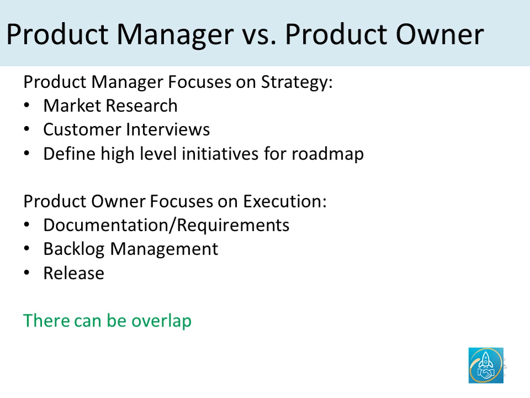Product owner, on the other hand, focuses on the execution. So once the high-level product roadmap and the initiatives have been defined by the product manager, then it is upon the product owner to own that product vision. So the product owner will own the backlog management, and that would be a list of all the items that would fulfill the product roadmap.